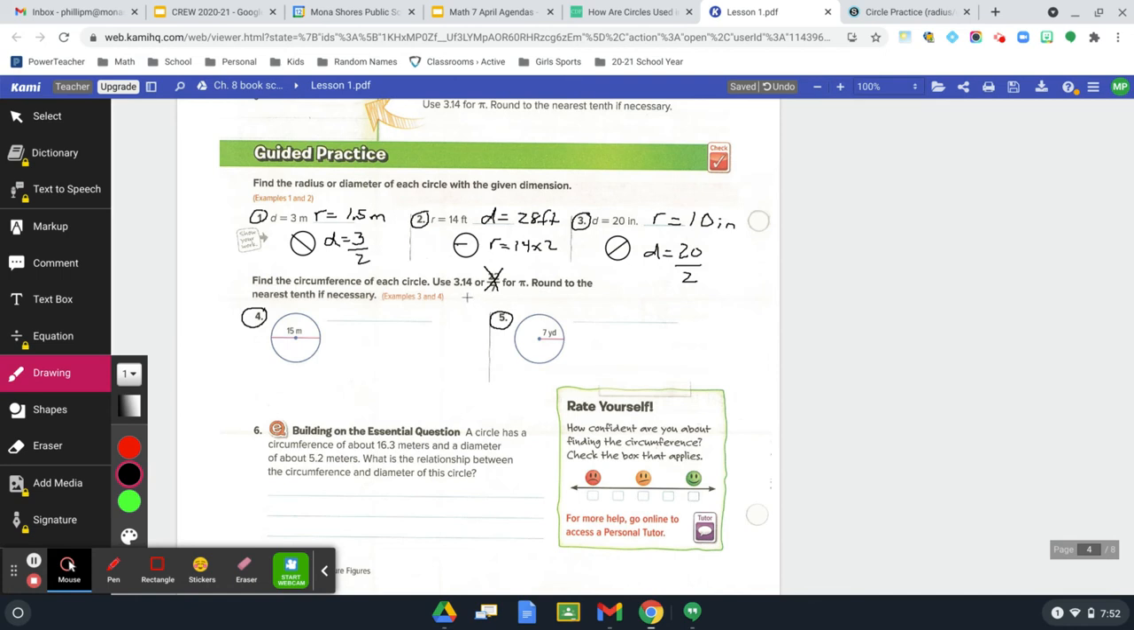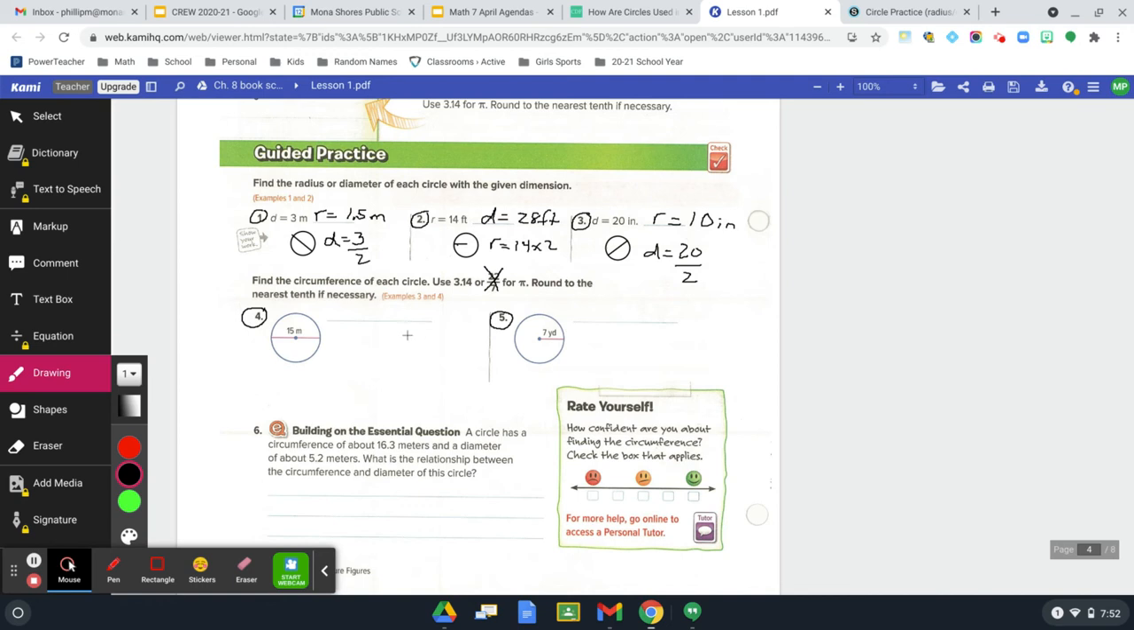I'm going to show you two things. We can use 3.14, but we can also use the pi key on your calculator. There's two ways to do it. If you use the pi key on your calculator, it gives you the most accurate answer that you can get. If you use 3.14, again, it just rounds it a little bit for you. So let's stick to today.